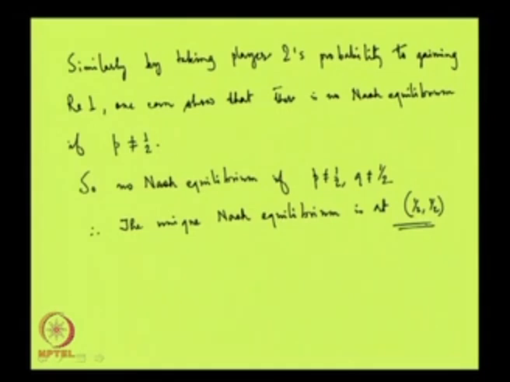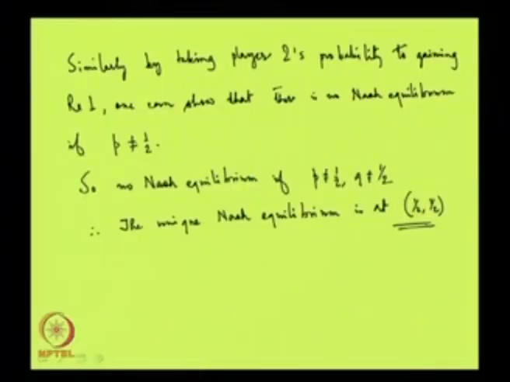So the only Nash equilibrium there is in this game is where P is equal to half and Q is equal to half. The fact that this is a Nash equilibrium we have just shown before, and now we show that this is a unique Nash equilibrium. There is no other Nash equilibrium. So that is that.